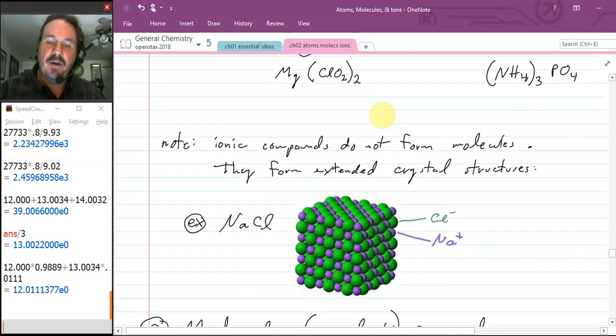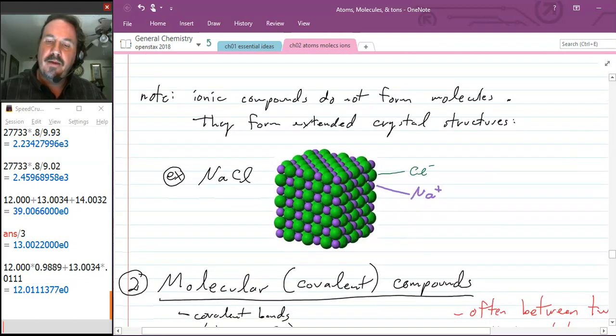Now, when ionic compounds form, they don't make molecules. That's important to realize. Ionic compounds are a bunch of positives and negatives, and they stick together because of the charges. And so what they actually end up doing is forming a crystal, extended crystal type structure.